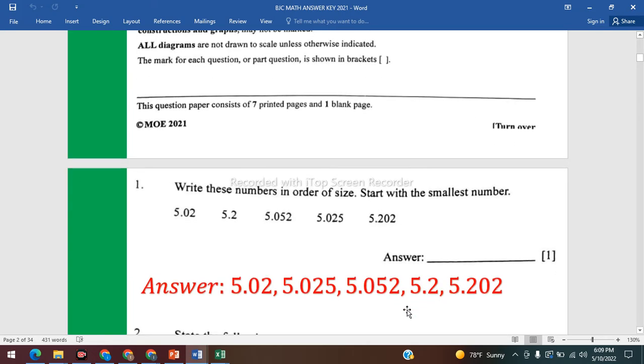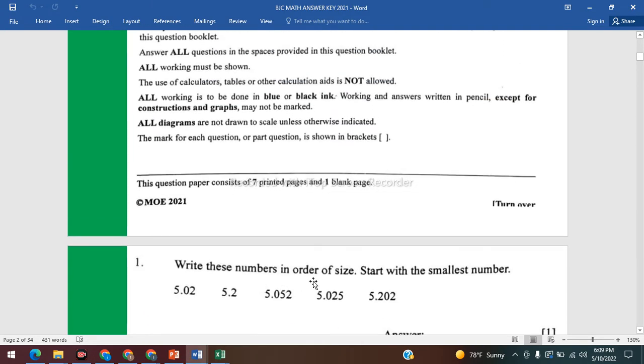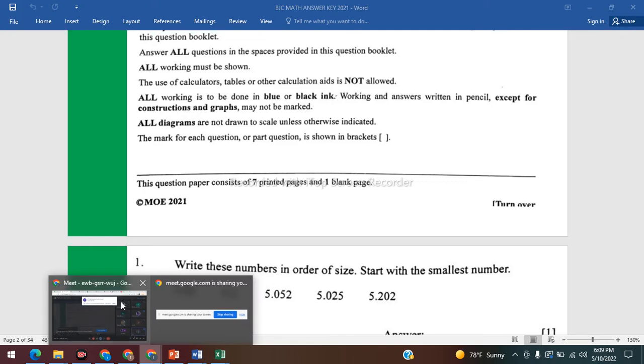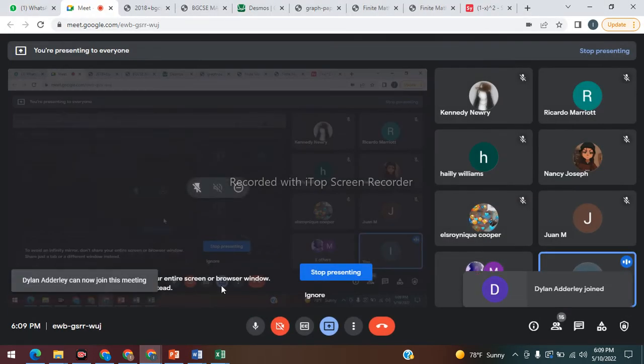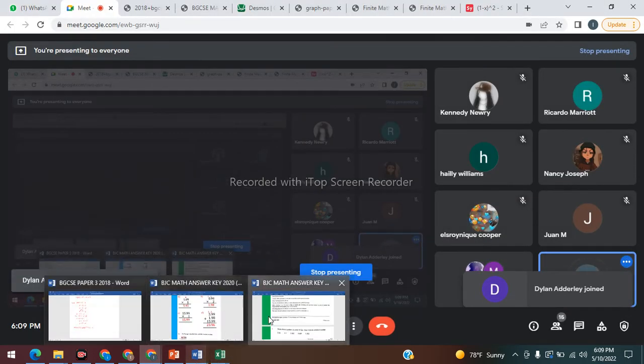What are we doing? Arranging the numbers in order of size, so from the smallest one to the biggest one.